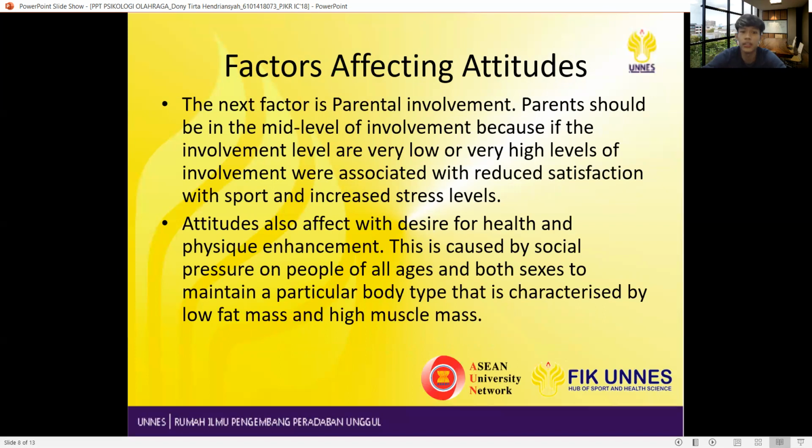The next factor is partner involvement. Partners should be at a mid-level of involvement, because if the involvement level is very low or very high, it is associated with reduced satisfaction with sport and increased stress levels. Attitude also is affected by desire for health and seeking health treatment. This is caused by social pressure on people of all ages and both sexes to maintain a particular body type that is characterized by low fat mass and high muscle mass.